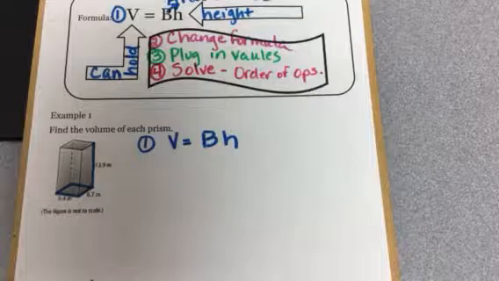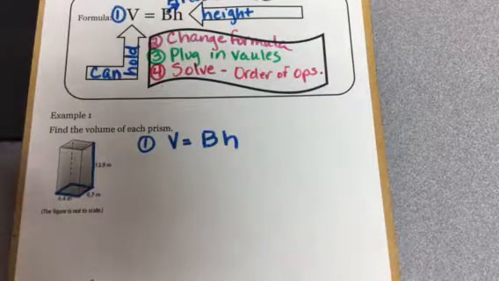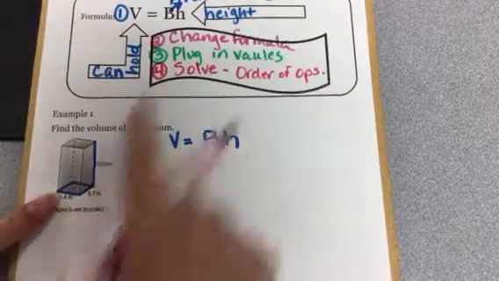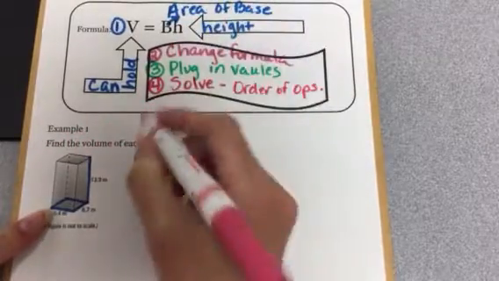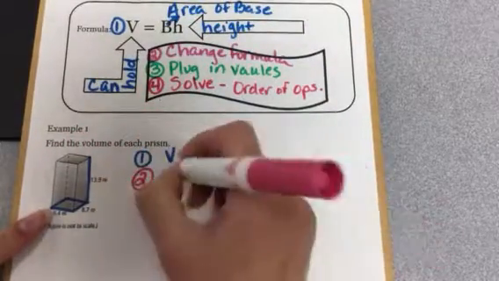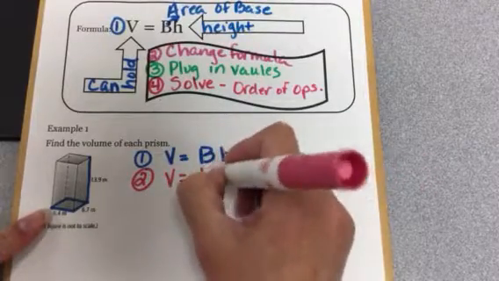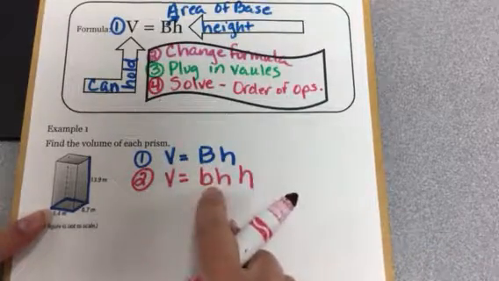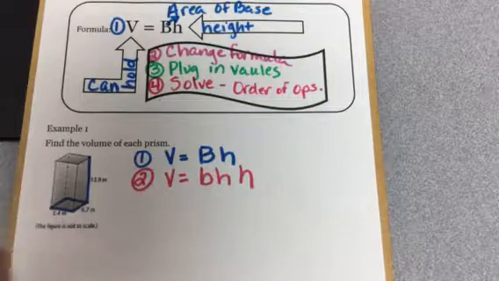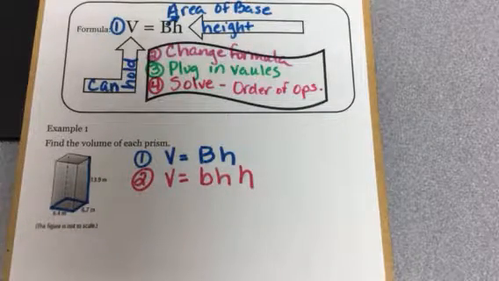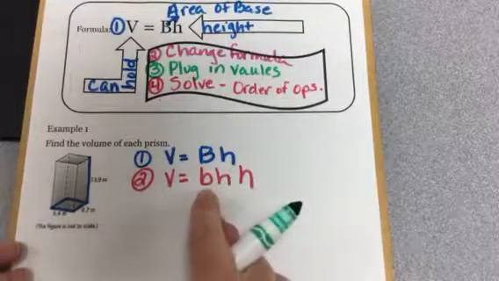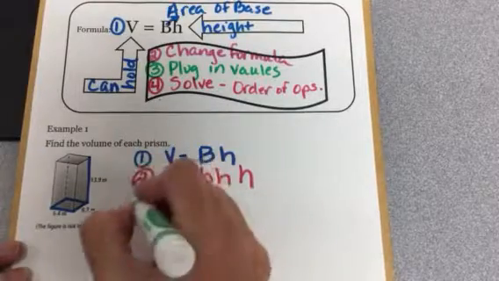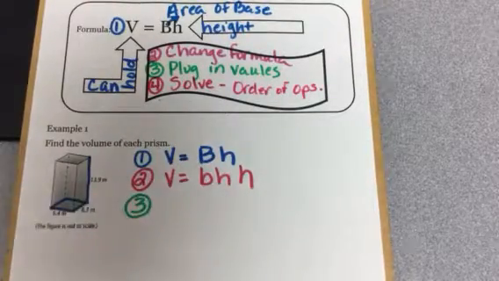Now step 2, when I look at my base and I see that it's in the shape of a rectangle, I know that the area of the base, or the area of the rectangle, is going to be base times height. So this is when I plug in base and height for the base, and then the height of the whole figure. Okay, then I go to step 3, which is plug in the values. So I'm looking for 3 values here: the base of the base, the height of the base, and the height of the whole figure. Step 3 is to plug in your values.